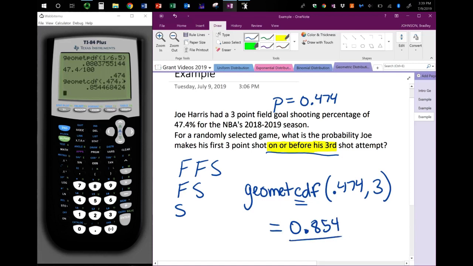Okay. Now, another way I could encourage you is to find the PDF for each of these 3 cases individually, and if you add them together, you'll get 0.854.